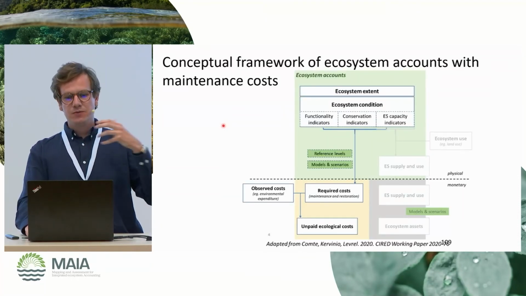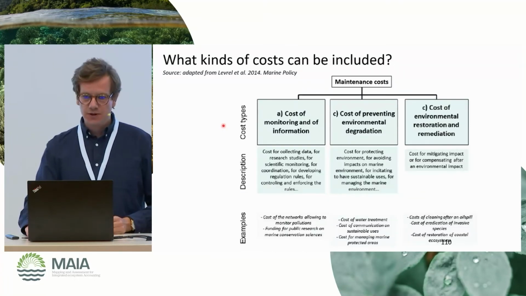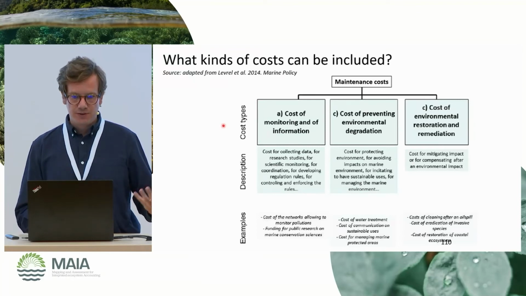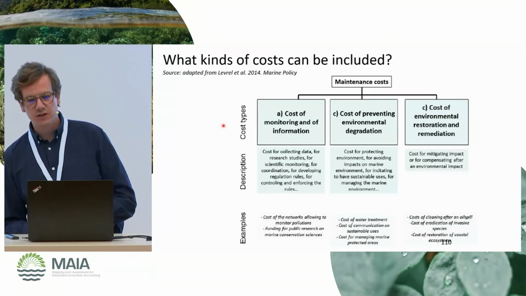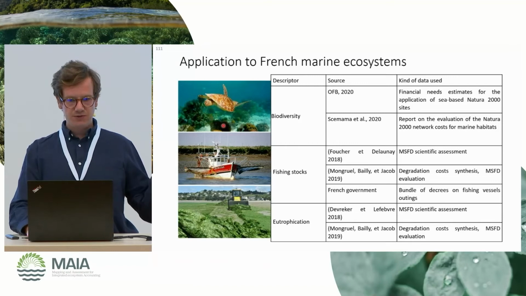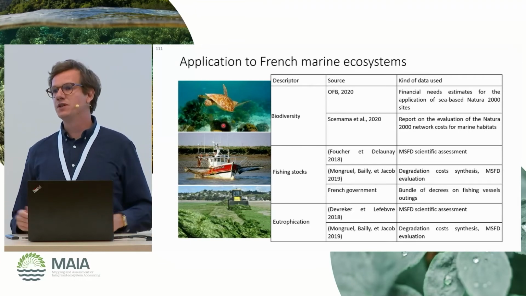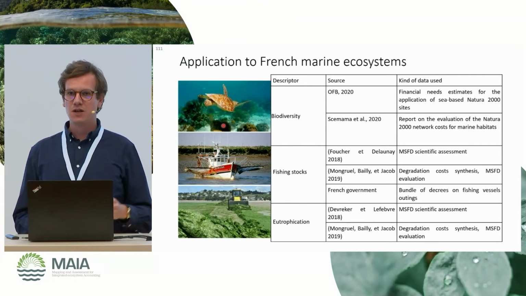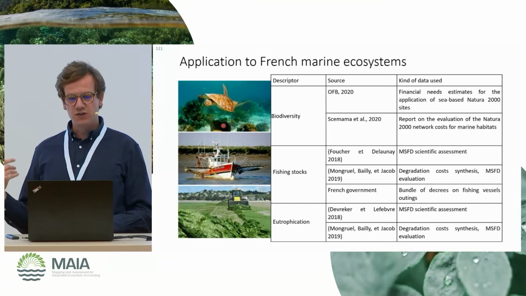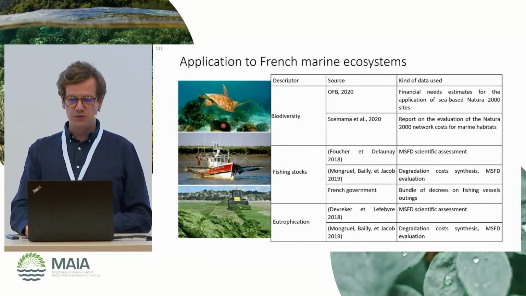So based on these, we can attempt to look at the ecological debts in monetary terms. And so we use different types of costs. So we use the cost of monitoring those variables, the cost of preventing environmental degradation, and then the cost of restoring degraded ecosystems. And we were able to do this for 3 different descriptors of the MSFD. So for biodiversity, I said that it's very hard to set targets. So what we use is not targets, but budgeting from the public offices, what they think we should spend to protect biodiversity. And then for fishing stocks and for eutrophication, we use the targets that I've shown previously in terms of reaching good ecological status.